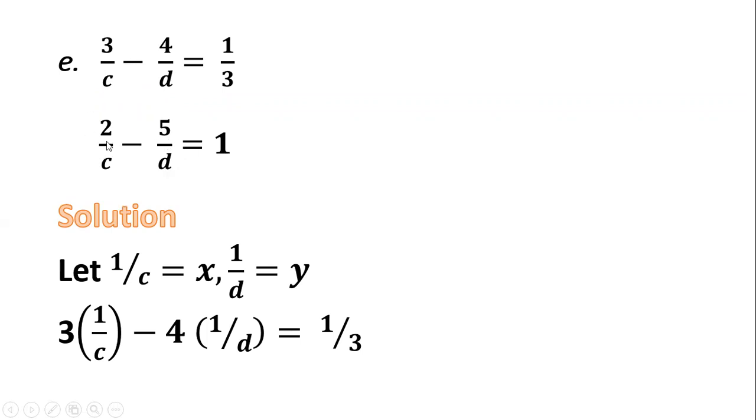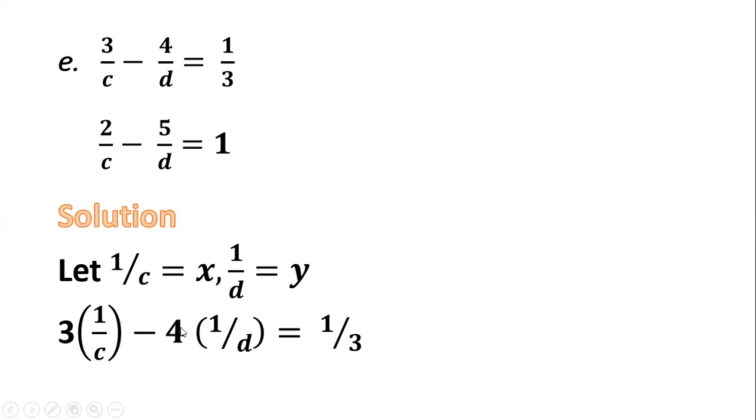So to make it easy, I decided to put this one in brackets. I choose a letter to represent the fraction. Let 1 over c be equal to x and 1 over d be equal to y. So anywhere I see 1 over c, I will make it x. Anywhere I see 1 over d, I will make it y. So I have to convert this equation now to 3 into bracket 1 over c.